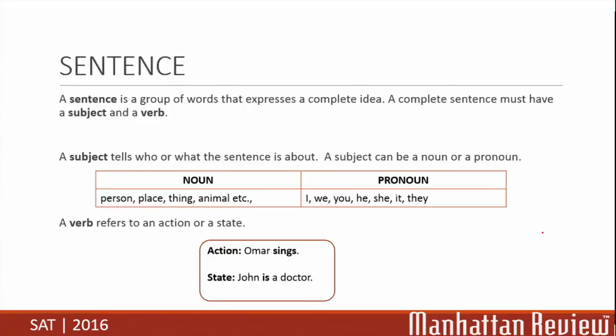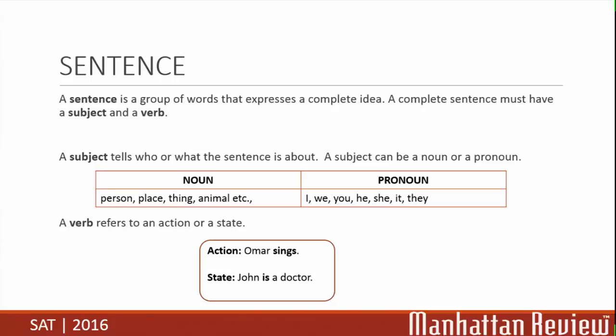Now, what is a sentence? We have seen we need to know the sentence structure, right? So in this, what is a sentence? A sentence is a group of words that expresses a complete idea. A complete sentence must have a subject and a verb. A subject tells who or what the sentence is about. We said in a sentence we need to have a subject and a verb.